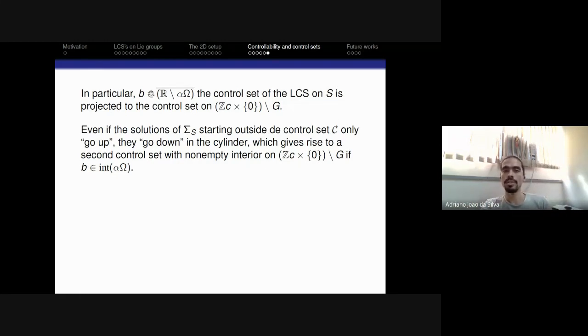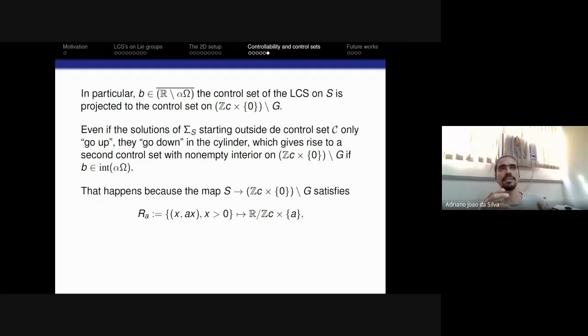Okay. So when your range is small enough, so that it does not contain B alpha minus one, then you still can project your control set from the LCS to the control set on the homogeneous space. Okay. But the question was, what happens with B inside the interior of alpha omega? Why do we get a second control set? And the question why is because the solutions that started outside your control set went towards your control set on the group level. So what's happening when you project from the group to the homogeneous space?